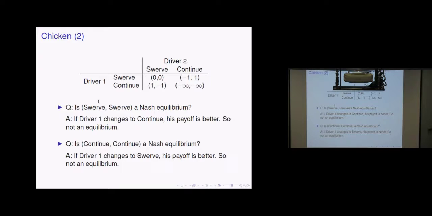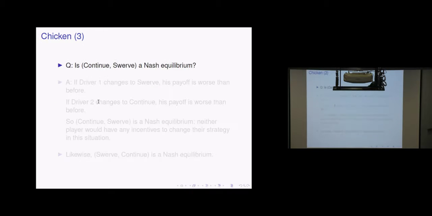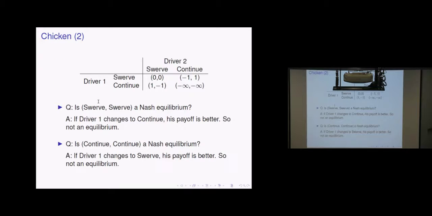The matrix is symmetric, so more or less the same thing will happen for driver 2. Okay, so we ruled out swerve, we ruled out continue. So there are 2 more items in this matrix. Let's look at them. So is continue swerve a Nash equilibrium? Okay, so continue swerve is here. Now suppose player 1 changed his strategy. He changed from continue to swerve. His payoff changed from 1 to 0. So he's getting worse, right?